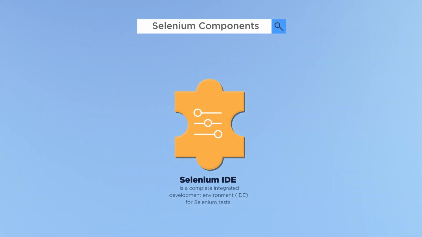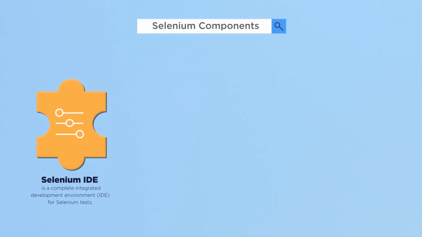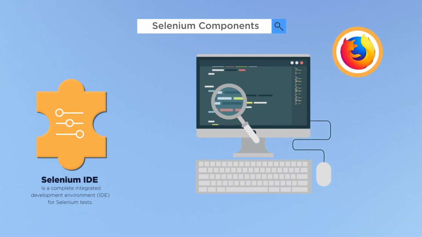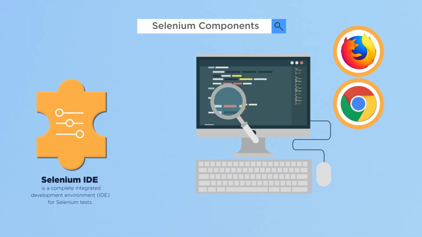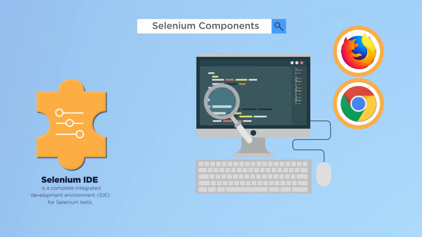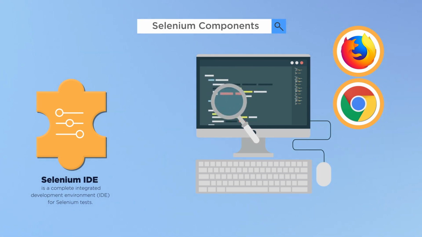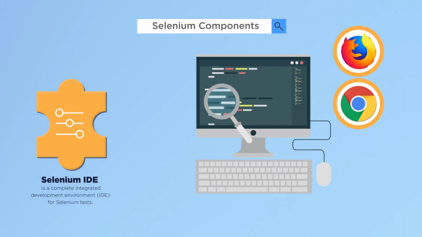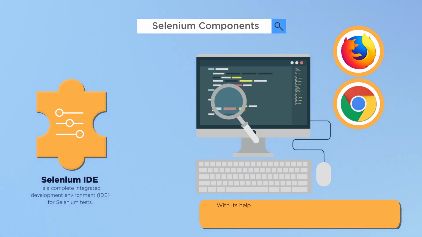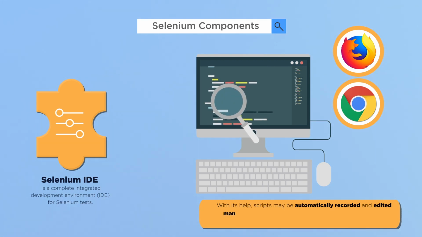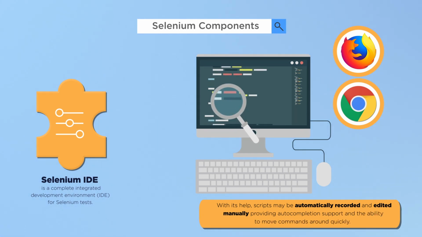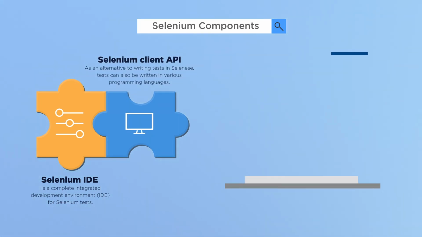Let's consider Selenium components. Let's start with Selenium IDE. Selenium IDE is a complete integrated development environment for Selenium tests. It is implemented as a Firefox add-on and as a Chrome extension. It allows for recording, editing, and debugging of functional tests. Selenium IDE was created in 2006, but was little maintained until 2018. With its help, scripts may be automatically recorded and edited manually, providing auto-completion support and the ability to move commands around quickly.